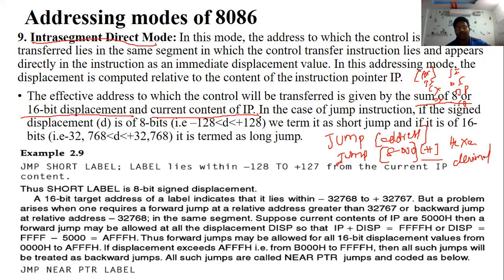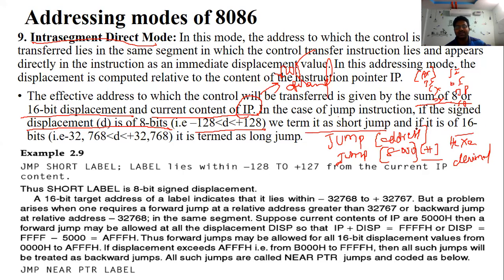But you are not going to represent this instruction pointer as the operand. It's not an operand. All other registers will appear as operands. So in case of a jump instruction, if the signed displacement is of 8 bits, remember it is from minus 128 to plus 128. So you can call it a short jump.